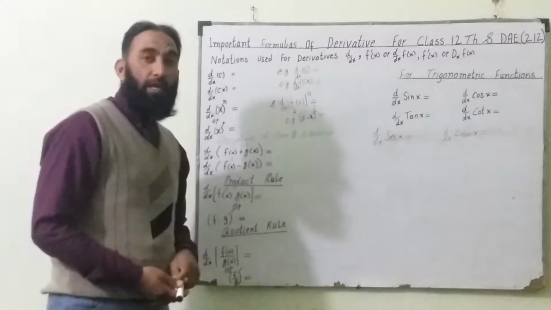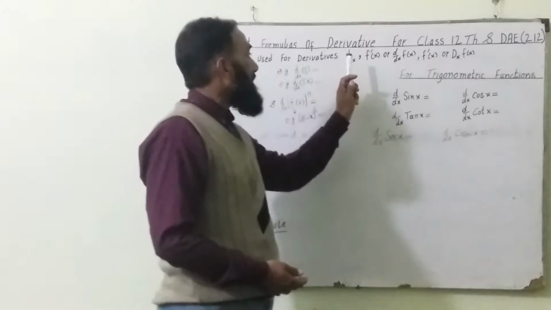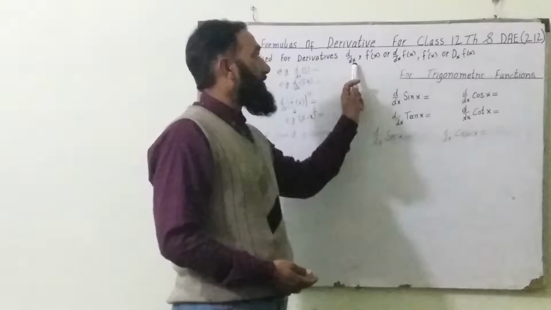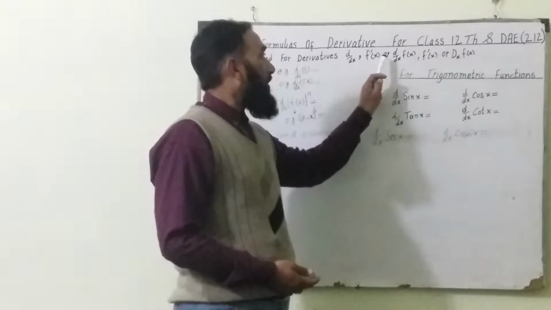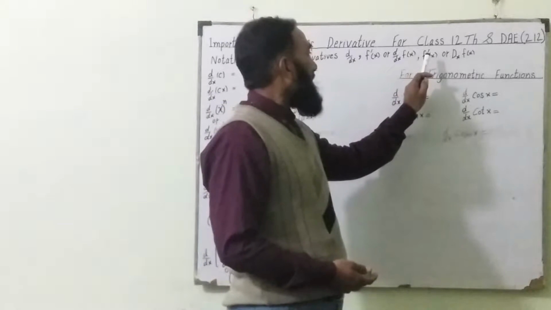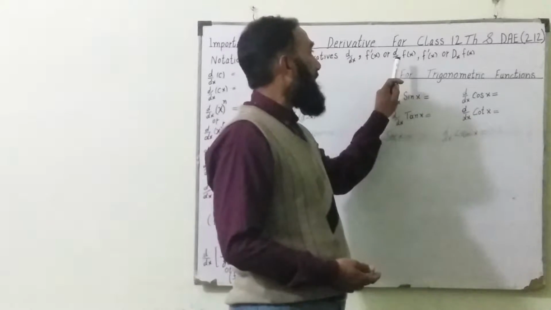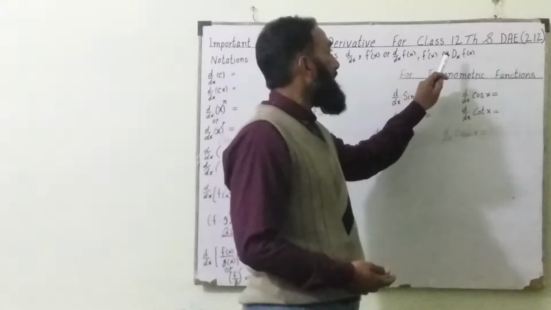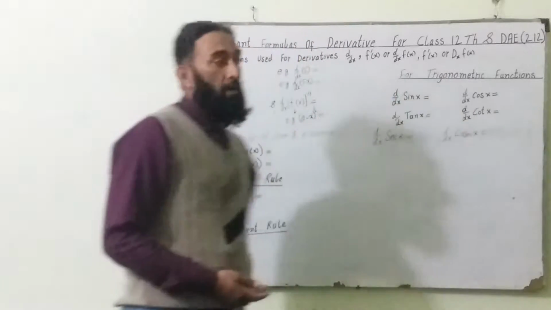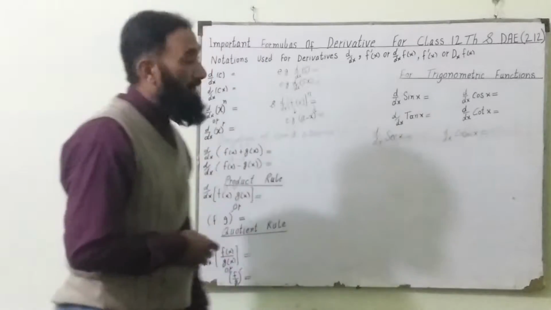In the second line, students, you can see that I have written notation used for derivatives. These notations are d by dx. We can use d by dx, f dash of x, or d by dx of f of x, comma f dash of x, like this. And in place of d by dx, we can also use in mathematics for derivative capital D x f of x.